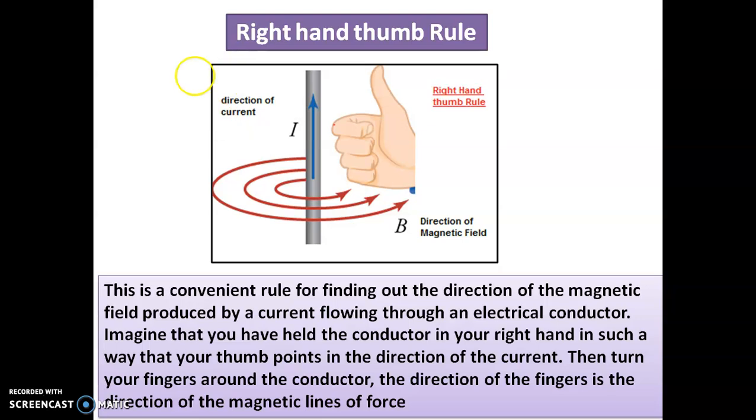So this is the right hand. This is the current carrying conductor. The thumb shows the direction of current, whereas the curled fingers show the direction of magnetic field. Isn't it simple?